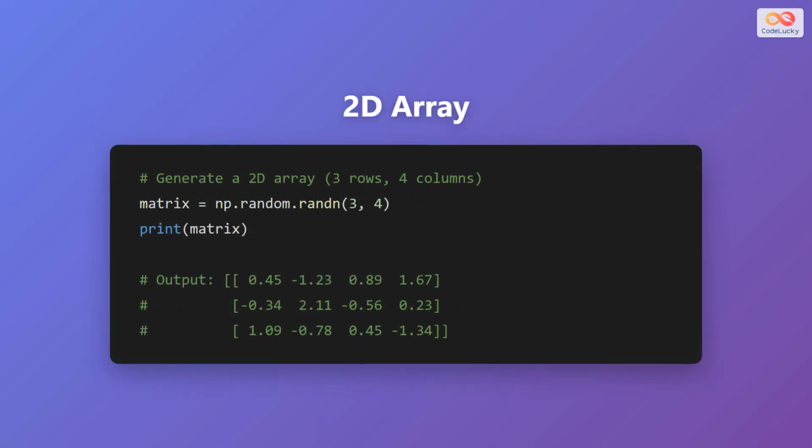For a two-dimensional array or matrix, pass two arguments representing rows and columns. Using np.random.randn with 3, 4 creates a matrix with 3 rows and 4 columns. Each element is a random number from the standard normal distribution, giving you a total of 12 values arranged in a grid.